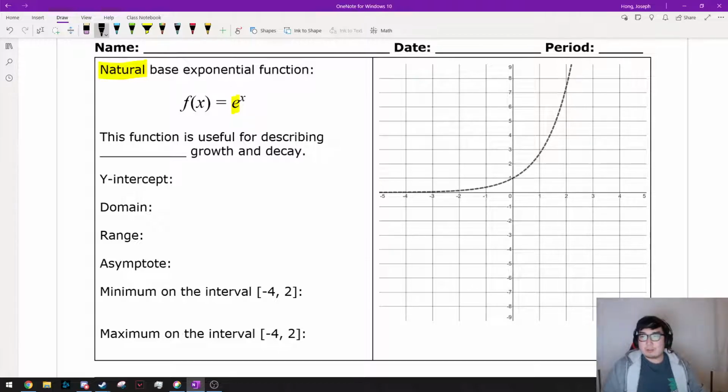But this graph right here is y is equal to e to the power of x. And note that my a right here is still a times b to the power of x, but b is equal to e, so my a is still equal to 1. So look at my y-intercept right here. It's still 0, 1.